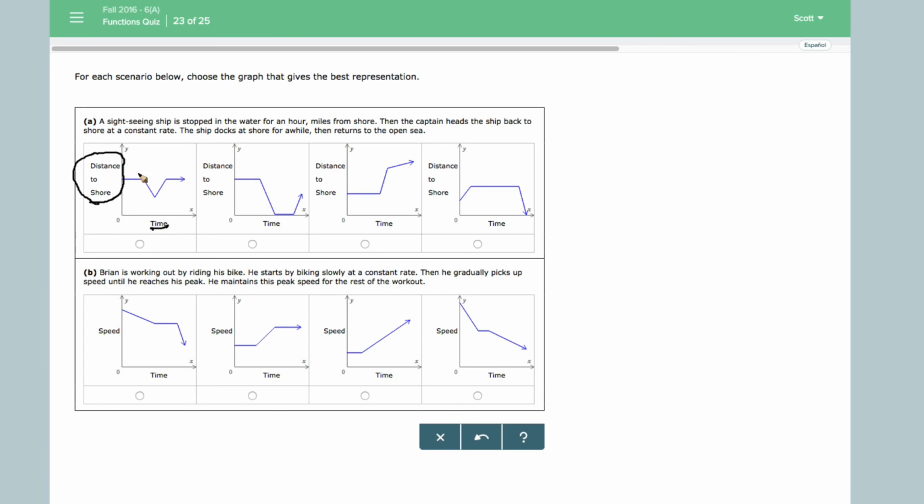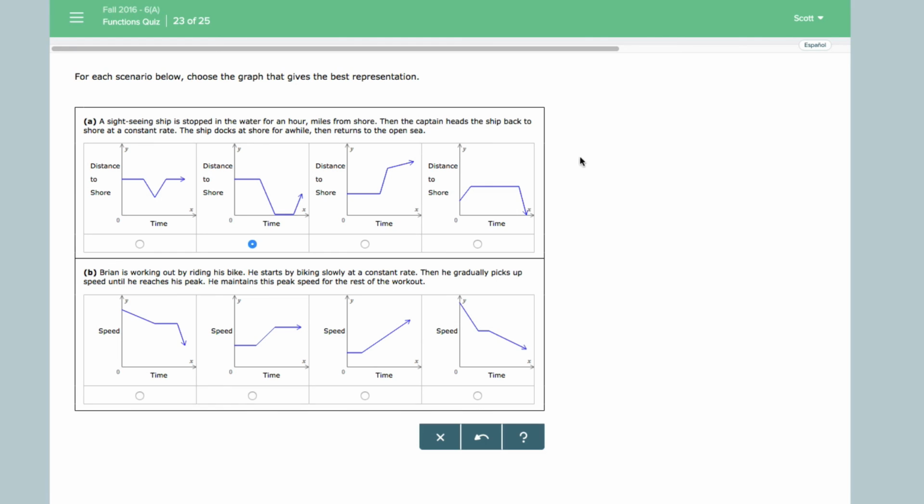So we're starting stopped, which means we're not getting any closer to shore, nor are we getting any farther from shore. So we're starting at a constant distance. Then he turns the boat on and heads back to shore. So his distance to shore is getting smaller and smaller until he's at shore. And he docks at shore for a while, so he's not getting any farther or any closer. And then he starts going back out to sea. So his distance from shore starts going up again. So that would be our best graph.